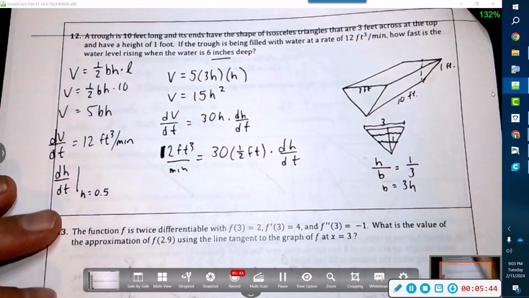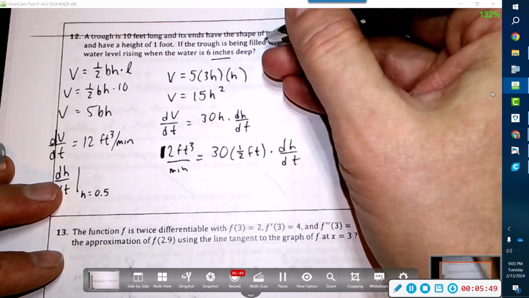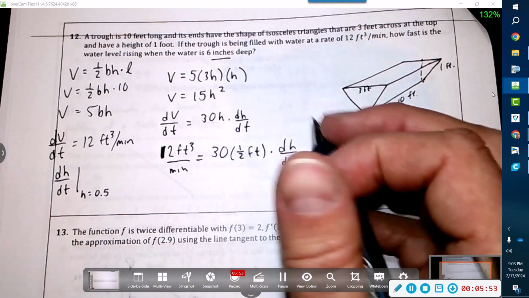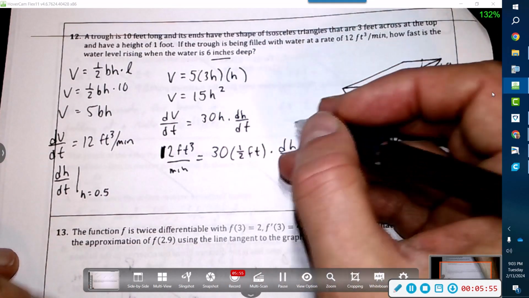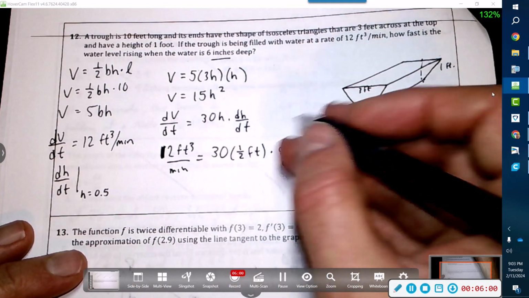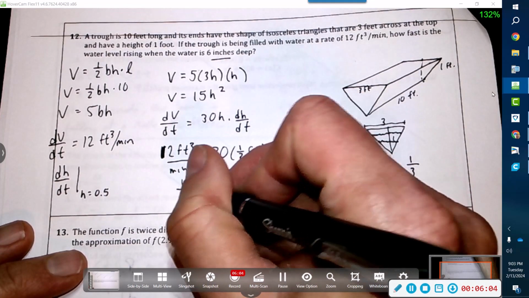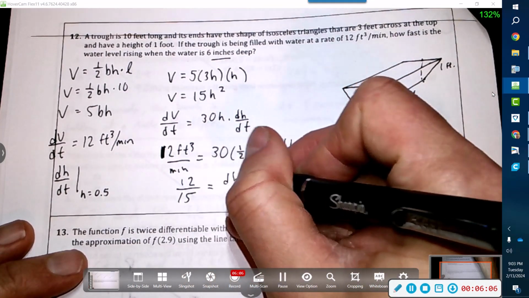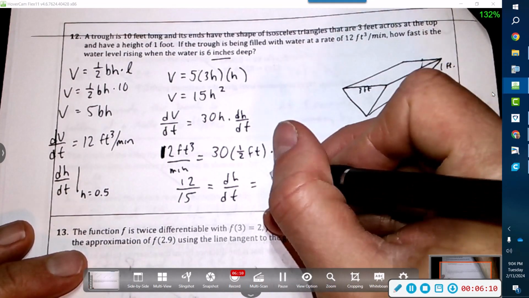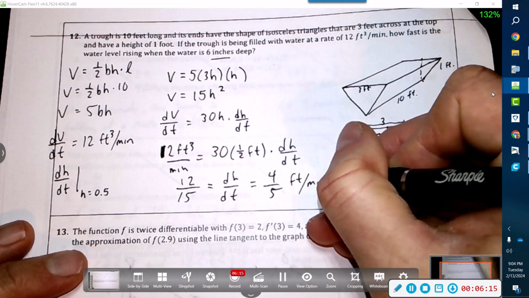Okay, so then we're going to go, oh, did we square them? No, that is, yep, that's good. So let's solve for dh/dt. So now we've got 12 divided by 15, which equals 4 over 5, and that's going to be feet per minute.